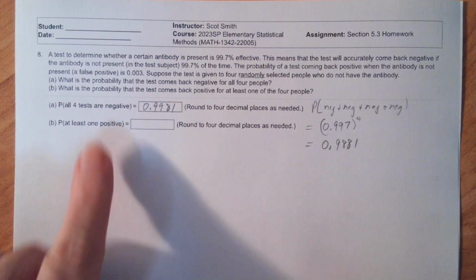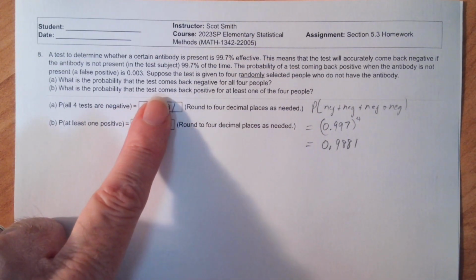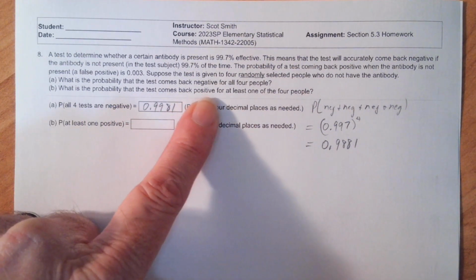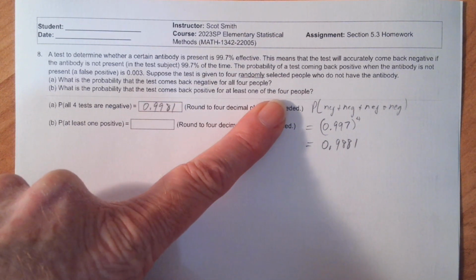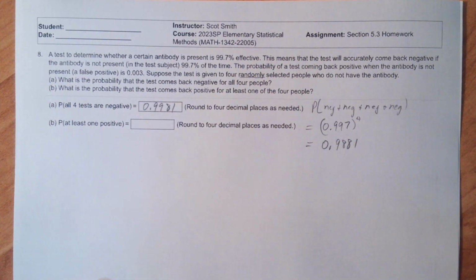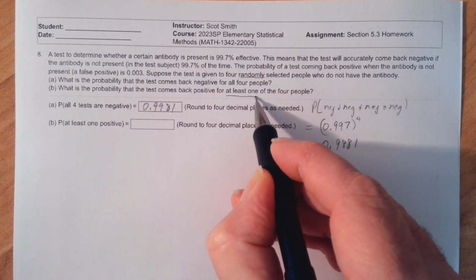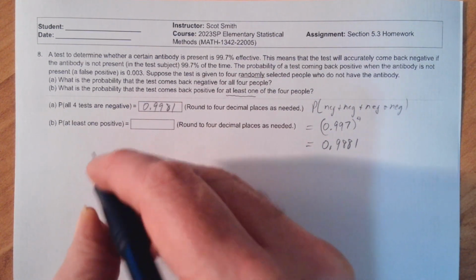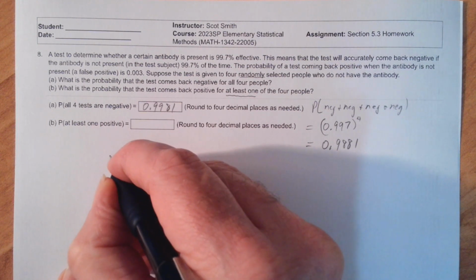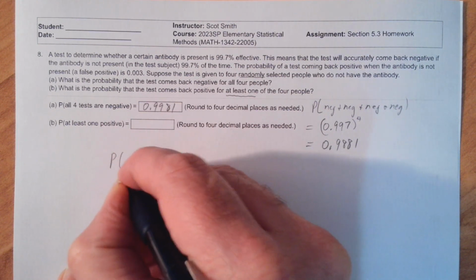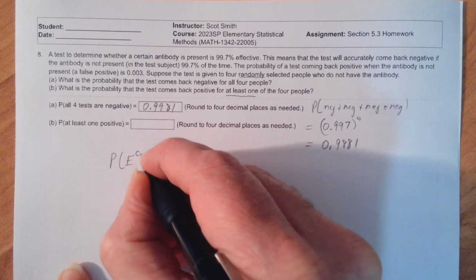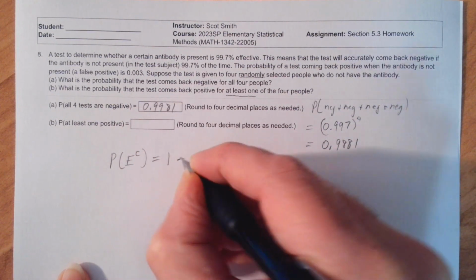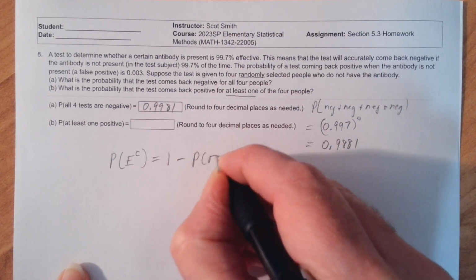Now on part B, it says, what is the probability that the test comes back positive for at least one of the 4 people? Okay, so when we see at least, we should be thinking of using the formula for the complement. So the probability of the complement of E is equal to 1 minus the probability of E.